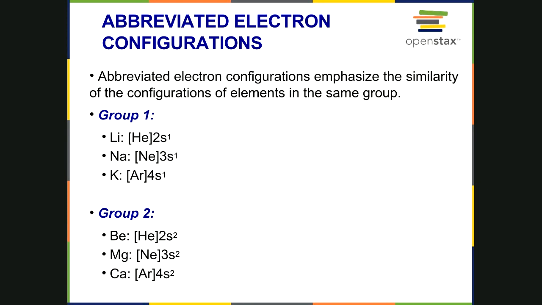Here are just other examples of abbreviated configurations. Another handy tool when you're looking at abbreviated configurations is that you can really see the similarities of elements within a group. So this is group one, the first column of the periodic table. We have lithium, sodium, potassium. They all have the same number of valence electrons. They all have a single valence electron.